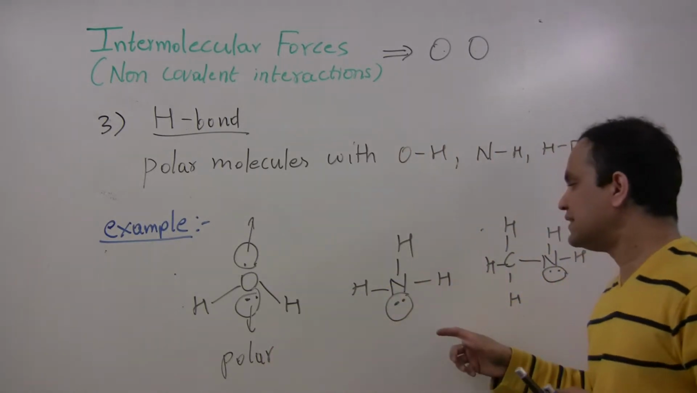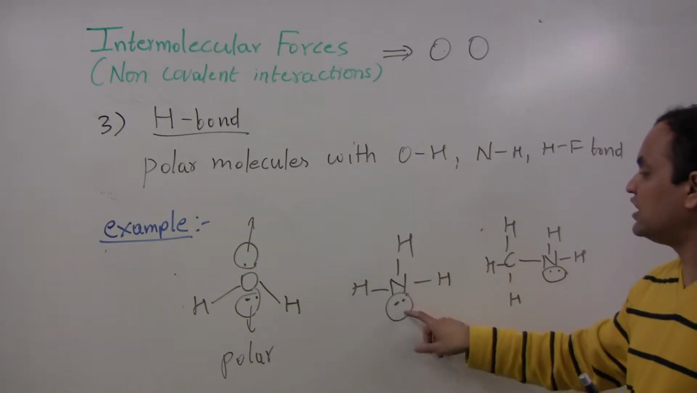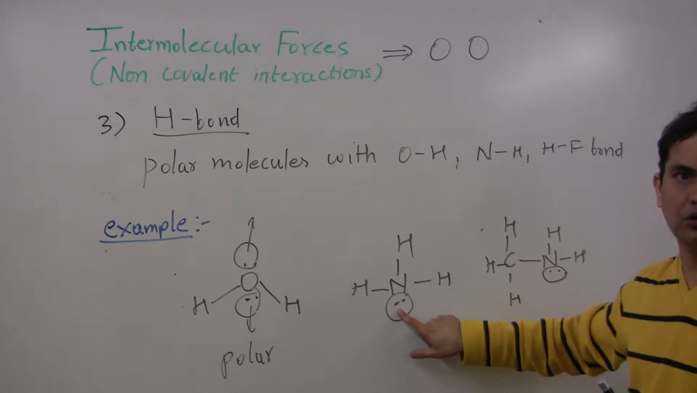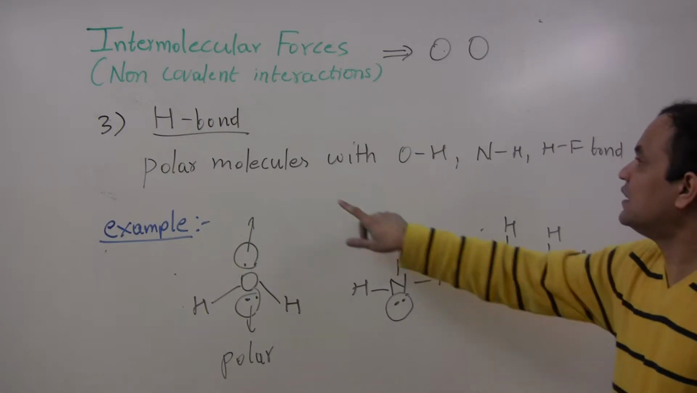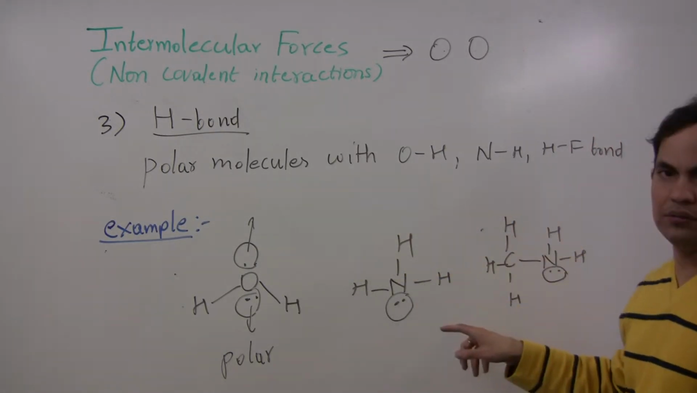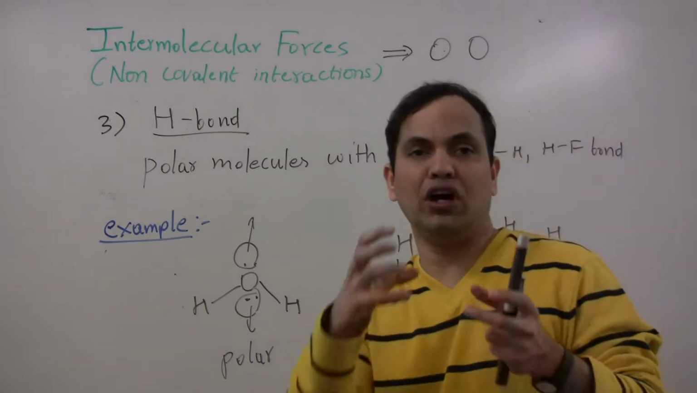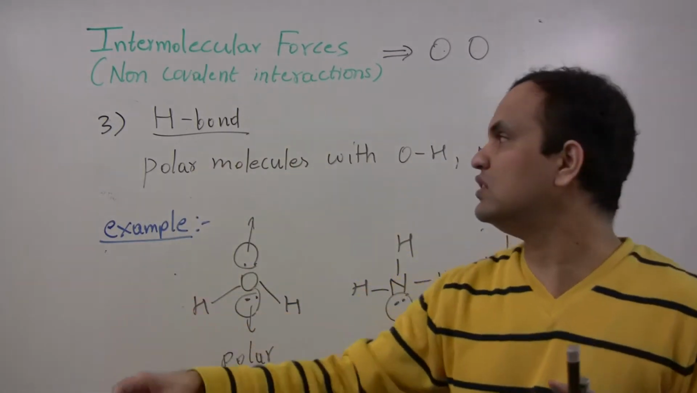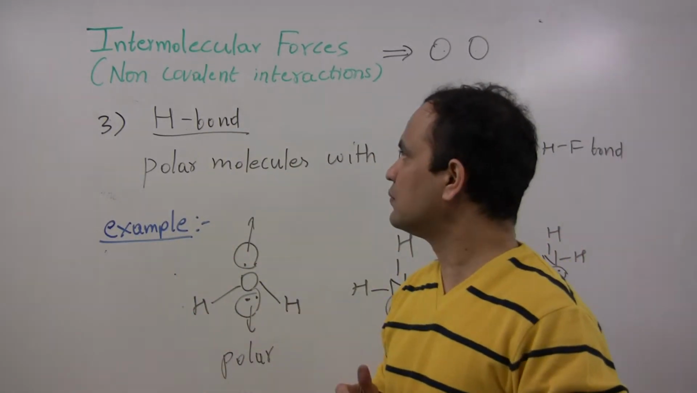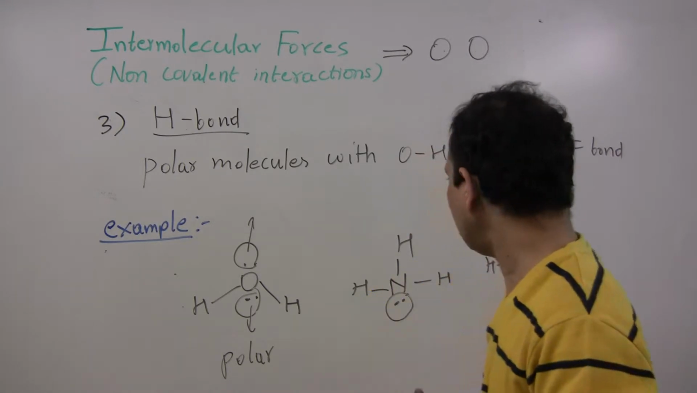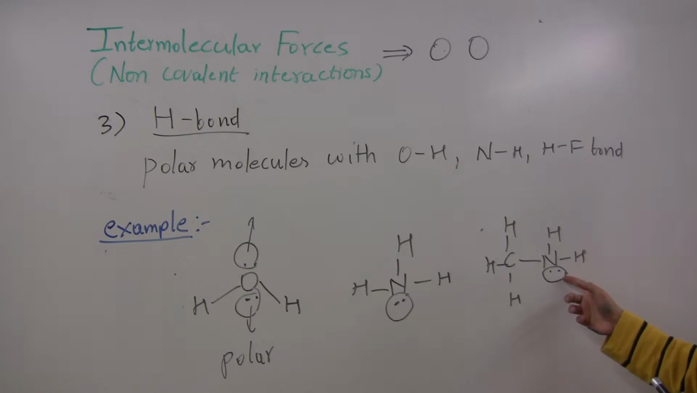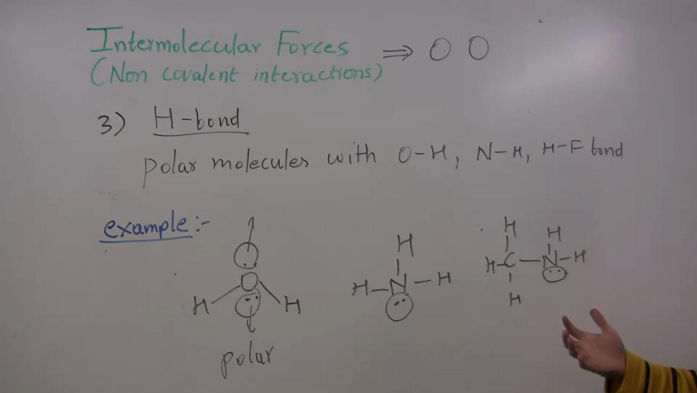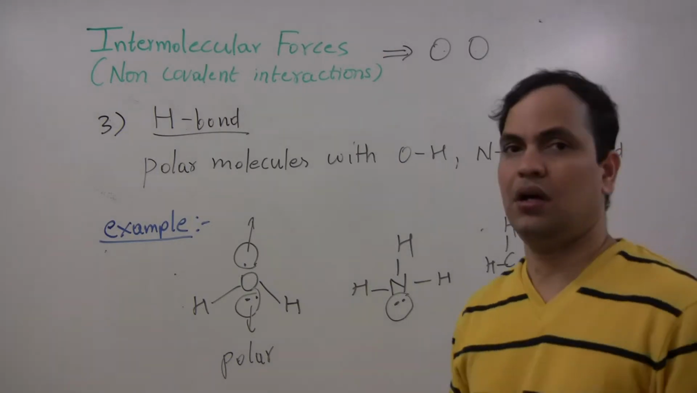Now if you consider the second example, here also, ammonia has a lone pair of electrons, so it's a polar molecule and it has an NH bond. Since it's a polar molecule and it has an NH bond, the intermolecular forces between one ammonia molecule and another are hydrogen bonds. Similarly, the third one, you can see the NH bond and a lone pair of electrons. So from this we know it's a polar molecule and it has hydrogen bond as the intermolecular force.